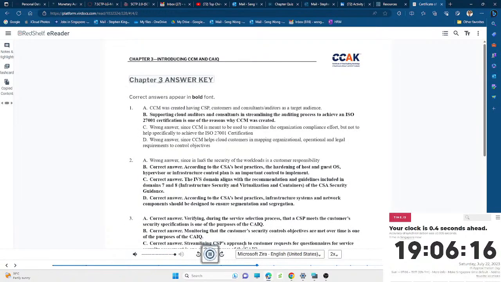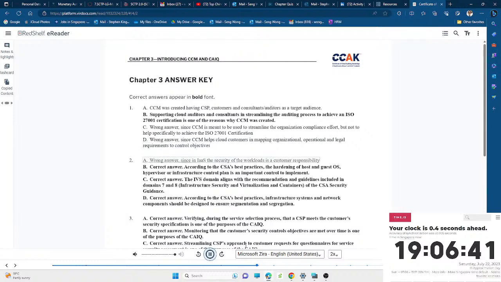Chapter 3 Answer key. Correct answers appear in bold font. 1A. CCM was created having CSP, customers and consultants/auditors as a target audience. B. Supporting cloud auditors and consultants and streamlining the auditing process to achieve an ISO 27001 certification is one of the reasons why CCM was created. C. Wrong answer, since CCM is meant to be used to streamline the organization compliance effort, but not to help specifically to achieve the ISO 27001 certification. D. Wrong answer, since CCM helps cloud customers in mapping organizational, operational, and legal requirements to control objectives.